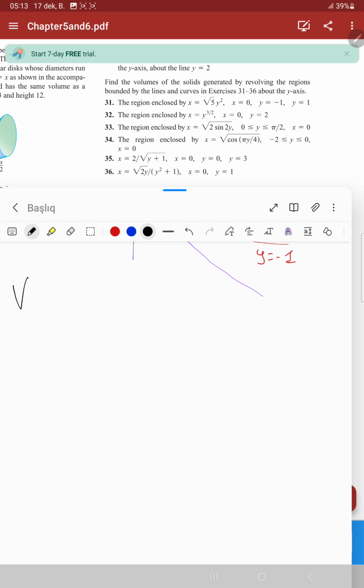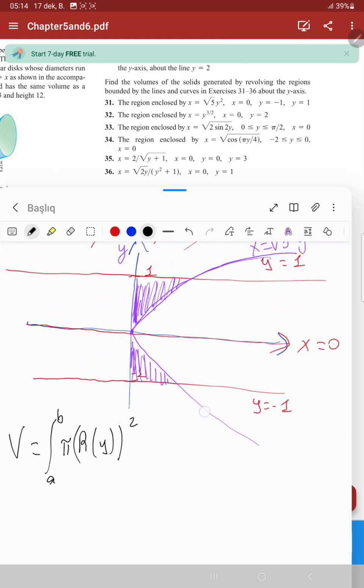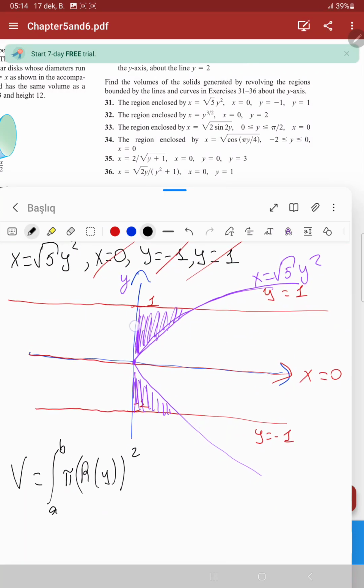Volume equals the integral from A to B of pi R y squared. Yes.